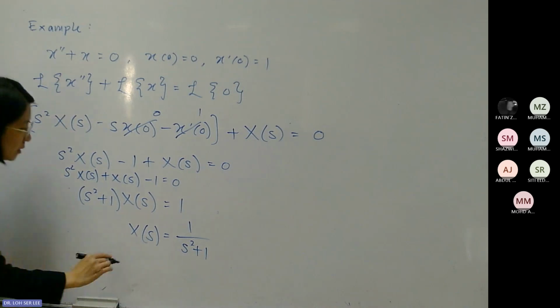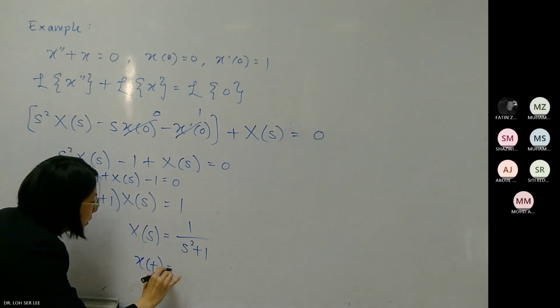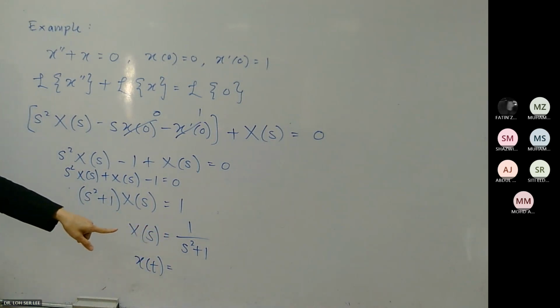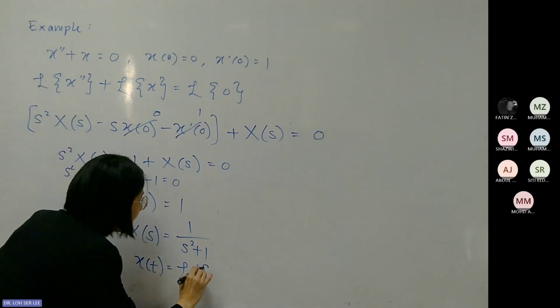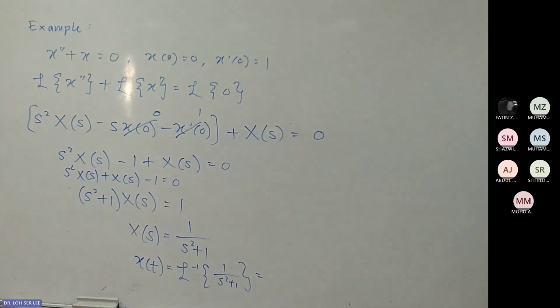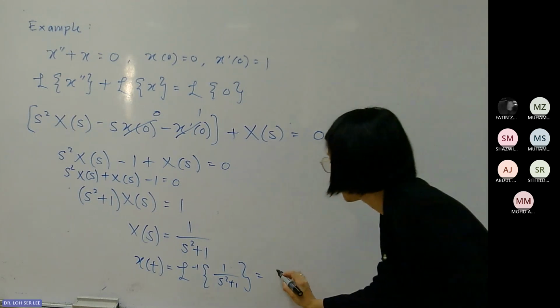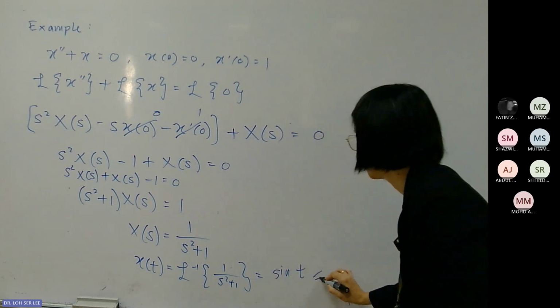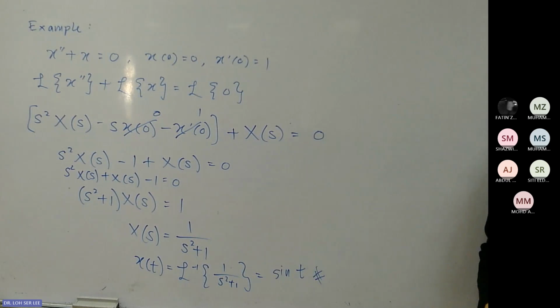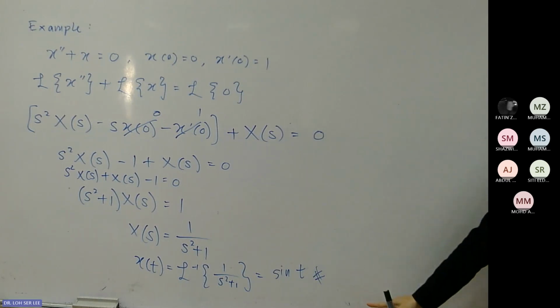Then to get the x in t, we apply the inverse Laplace. Right? We apply the inverse Laplace. So this one we get sine t. So this is the final answer. x(t) is sine t.